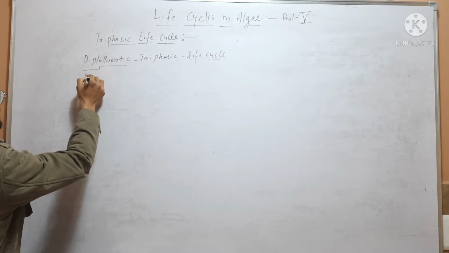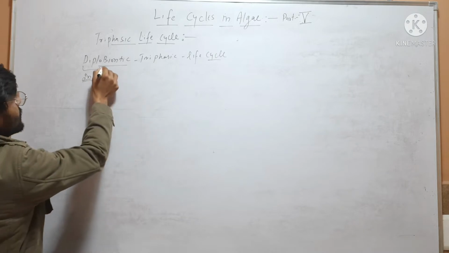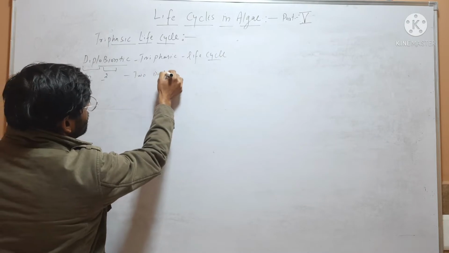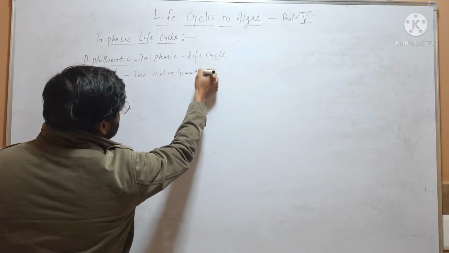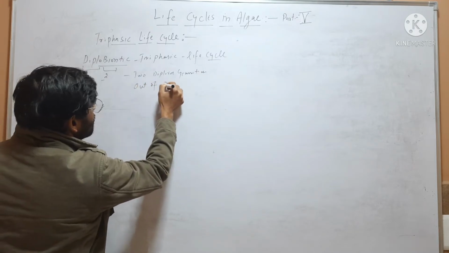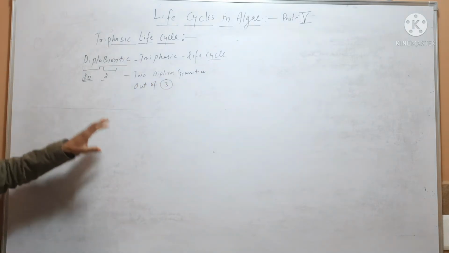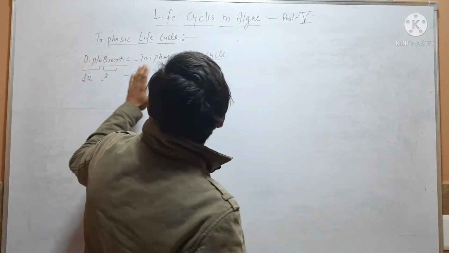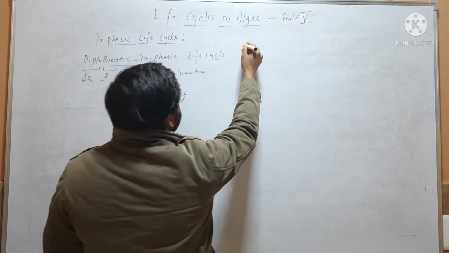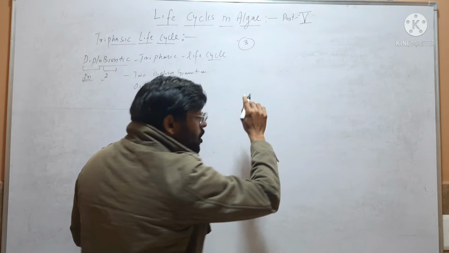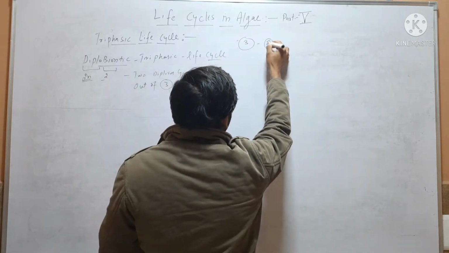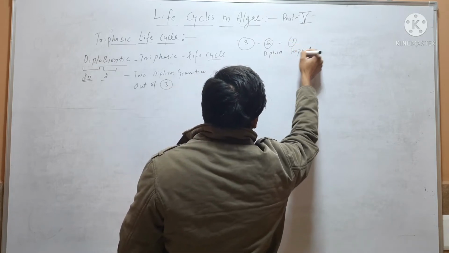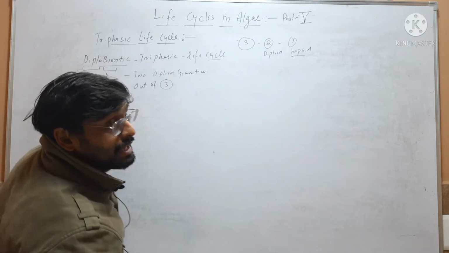Diplo means diploid, biontic 2. So we have 2 diploid generations present out of 3. Then this type of life cycle is called diplobiontic triphasic life cycle. We know that in a triphasic life cycle there are 3 generations. Out of these 3 generations, when 2 are diploid and 1 is haploid, then this is called diplobiontic life cycle.